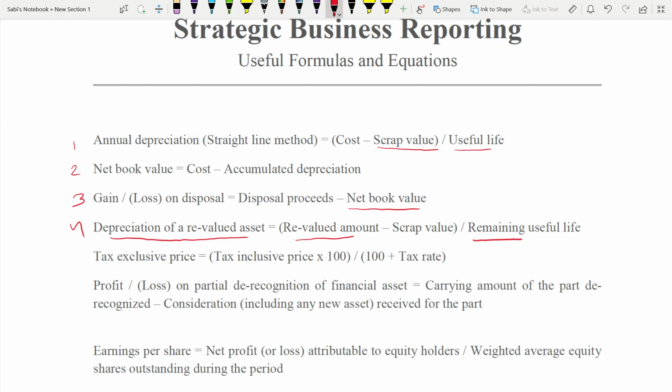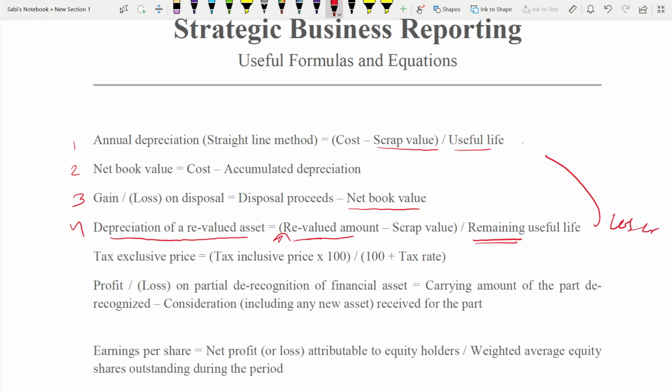For example, you have the asset for 5 years, and after 2 years only you revalued. So then it will be after 2 years, that means remaining 3 years. So you have to divide it by three. Okay, like that. Here also, if scrap value is not given, it will be simply revalued amount divided by remaining useful life. So this amount also changes. Okay, it definitely will go upwards. This also will change, okay? Remaining means obviously this will be lesser than that one, useful life, okay?